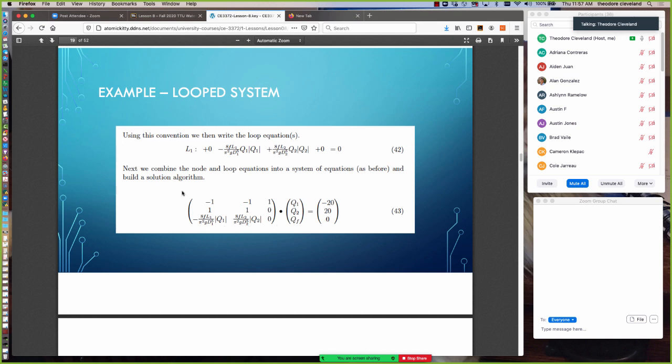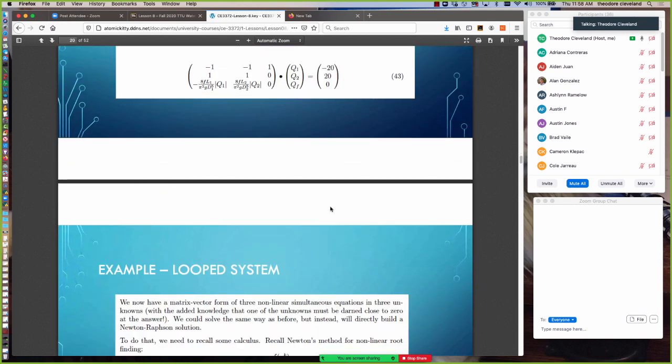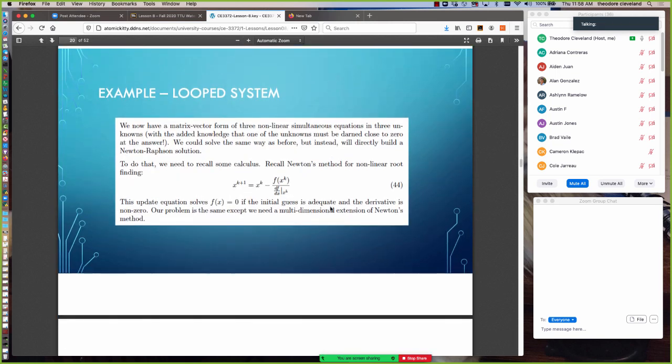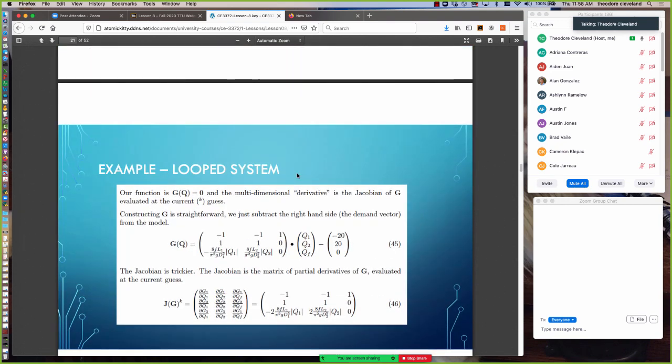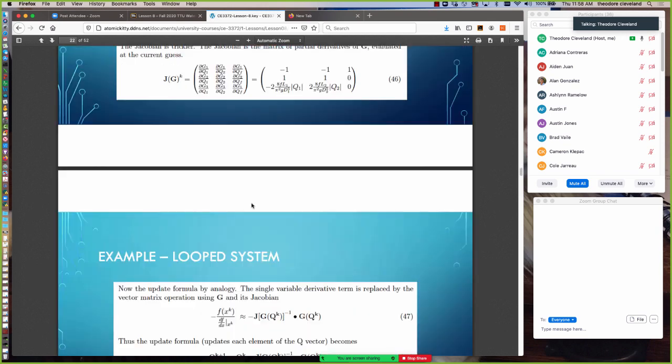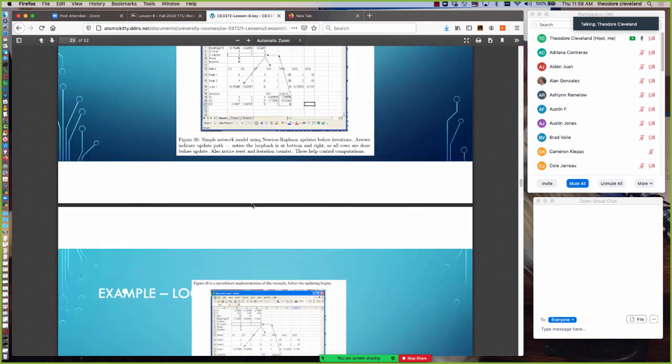One of the things I want to bring your attention to is we can come up with a loop equation that handles the losses around the loop, and it has to equal zero, and use that to find the flow balance only. Here is the Newton-Raphson's method for a single valued function, and then shows the extension to multi-value function. And then we did the example of the loop system, and here is the spreadsheet for that.